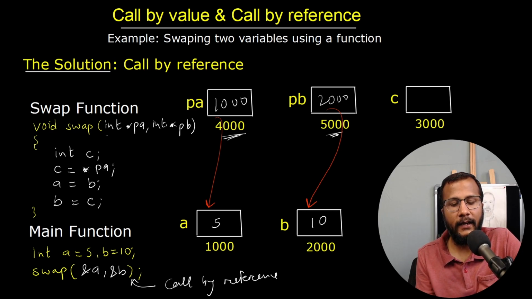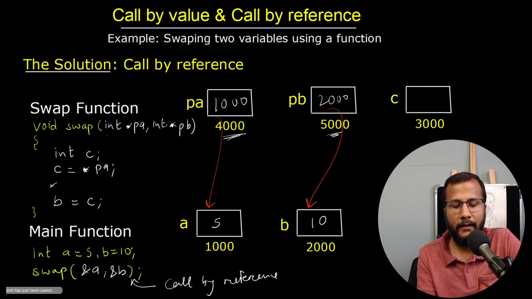I'd like to put the value of B in A, right? So if I want to get access to A, star PA is equal to star PB, right? And star PB is equal to C. Star PB equals C.